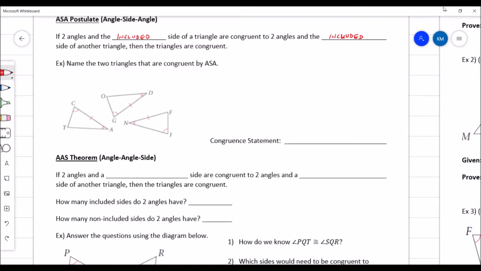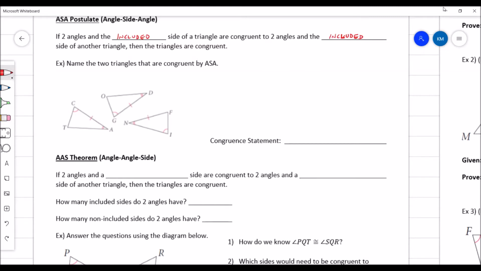So here it says, name the two triangles that are congruent by angle, side, angle. So here we're making sure that, looking at our markings, we're not saying, hey, there's two angles marked and the side marked. We're looking for two angles and an included side. Just like included angles, remember that our included angles for side, angle, side were marked between the two sides that were marked, right? When we talk about an included side, it's going to be the side in between the angles that are marked.